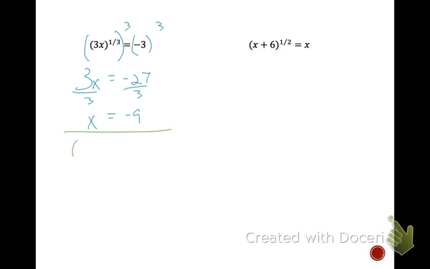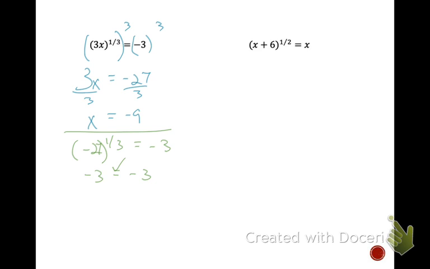And then let's plug in negative 9. So we get negative 27 to the 1/3 equals negative 3. And then the cube root of negative 27 is negative 3. So the left side does equal the right side. So that solution checks. Now let's try the next one, okay?